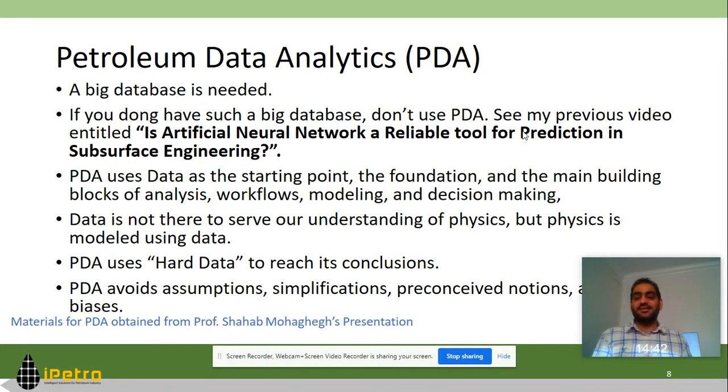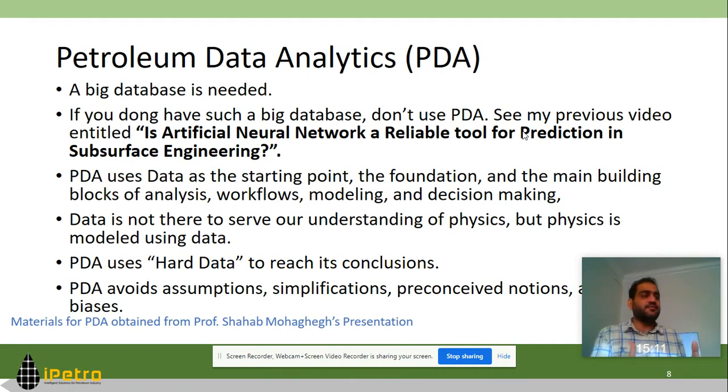PDA uses data for everything: for making the model, for workflow, for decision making. Everything in PDA is based on data. Even the physics is created using data. The data creates the physics in PDA.